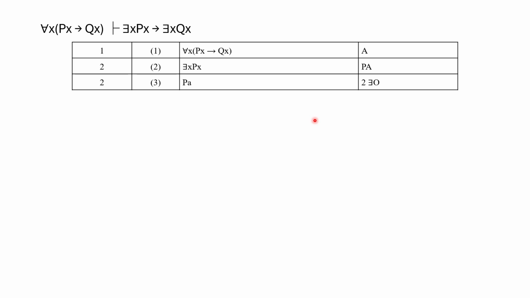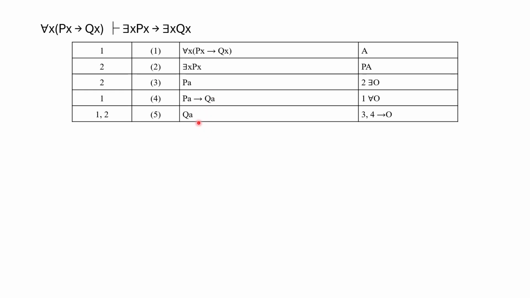Now I want to match this statement to what I have here, so I'm going to do a universal quantifier out on this first conditional statement up here. I'm just going to pick an a for the variable x to get them to match. Now I have a conditional statement. I have the left side of that arrow, so I can get the right side. So I'll pull out this QA from 3 and 4, arrow out.